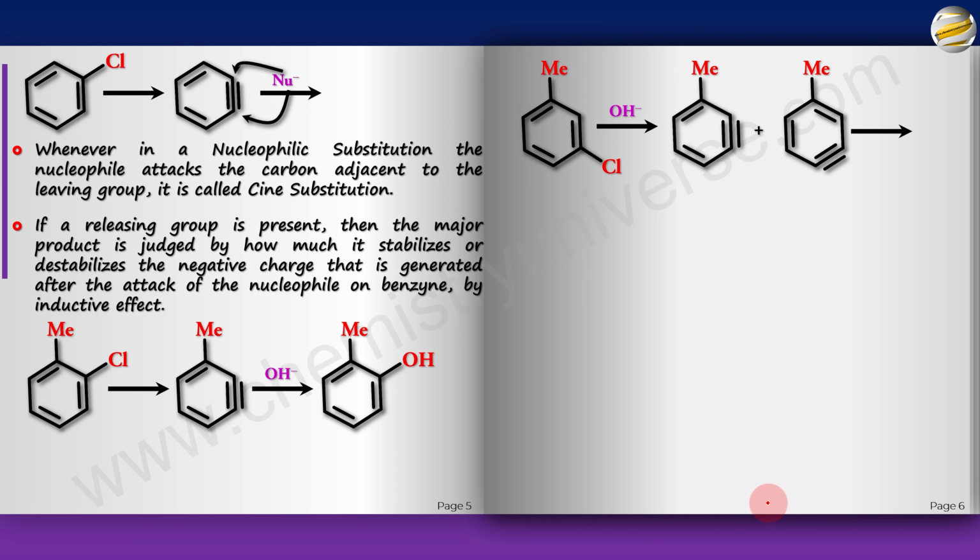Okay. Now, out of this major, where will the nucleophile attack? If the nucleophile is OH minus, if it attacks the meta, minus will go to para. Isn't that far away from Me? Wouldn't that be more stable? So the product is meta product.